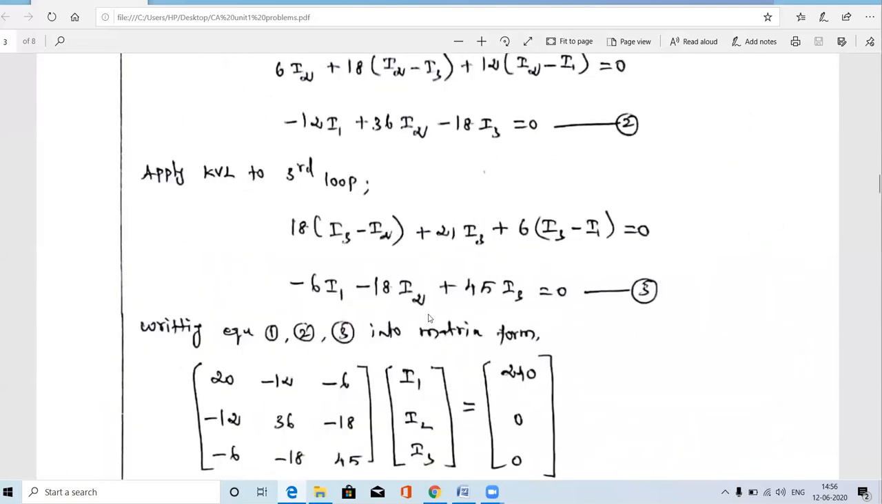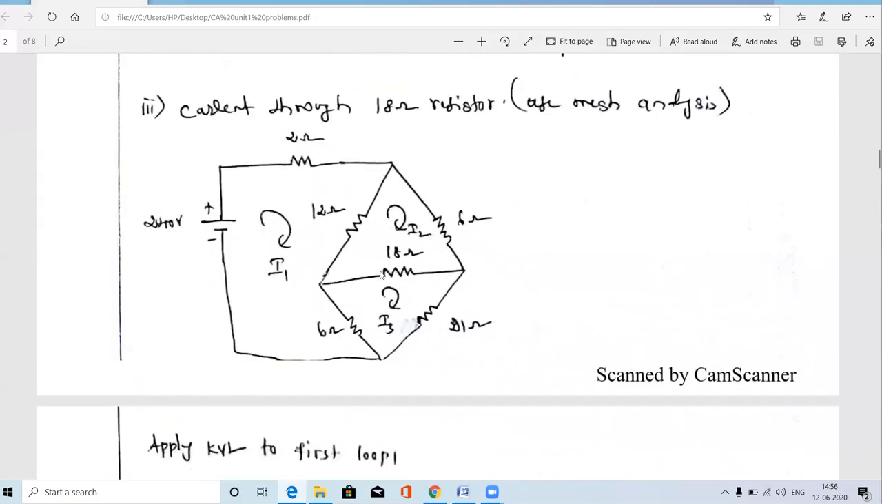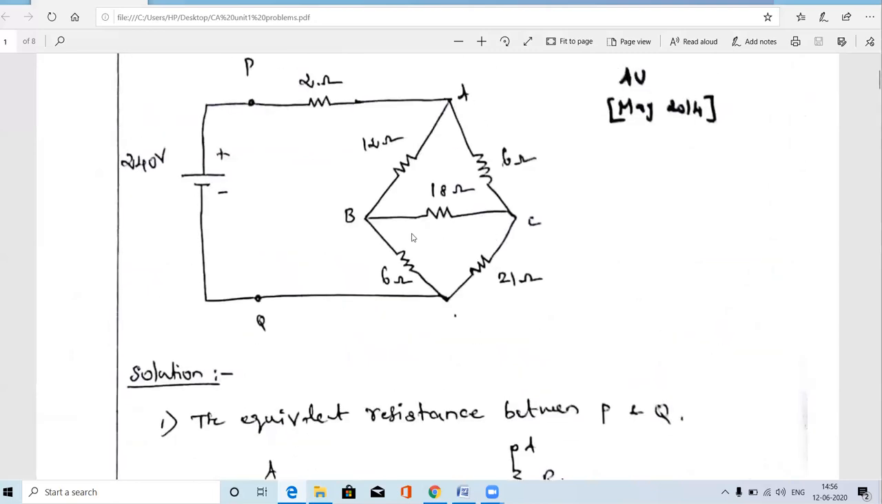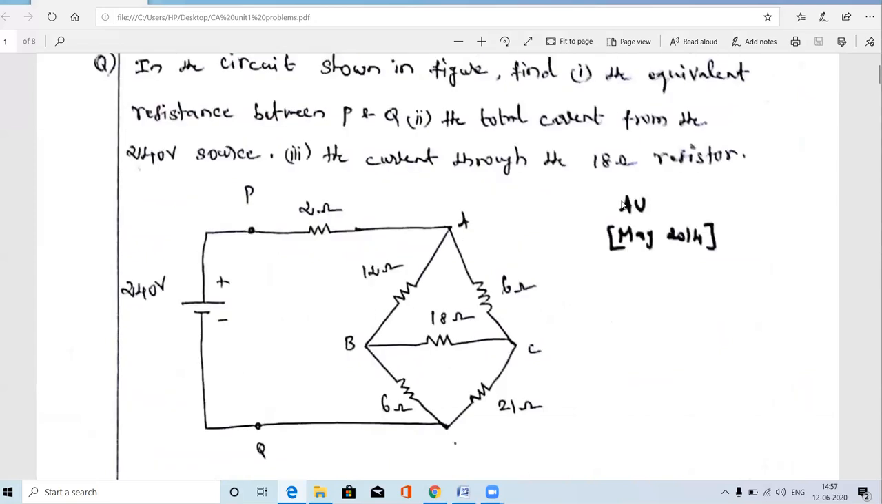So this is the question. To find the current flowing through the 18 ohm resistor, here we are using mesh analysis, but we may use either branch current or nodal analysis. In any method, we will get the same answer. In this structure, we may also convert either this delta structure into star, or this lower delta structure into star. Either way we will get the answer. It's an important problem, a May 2014 question.